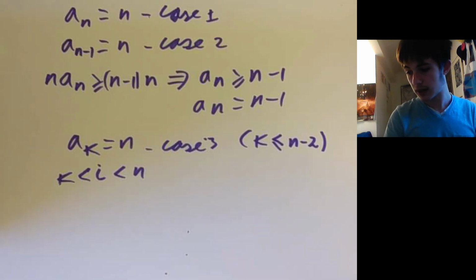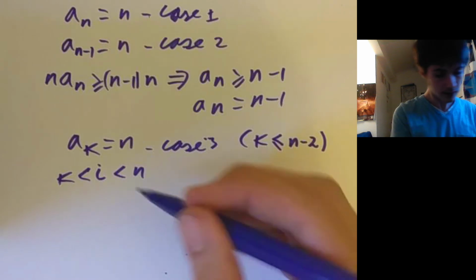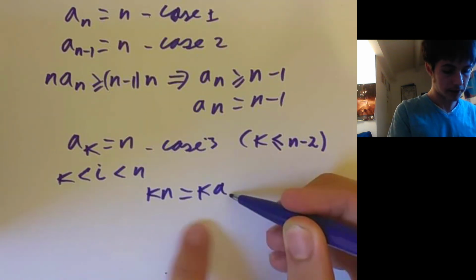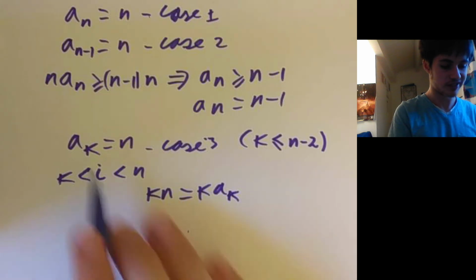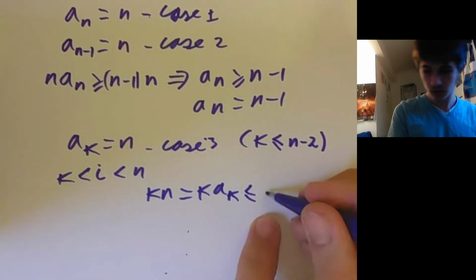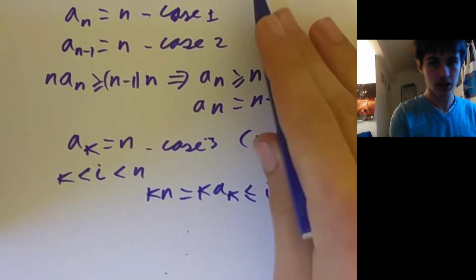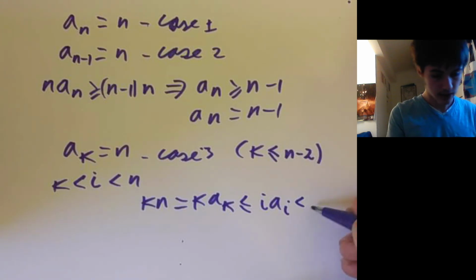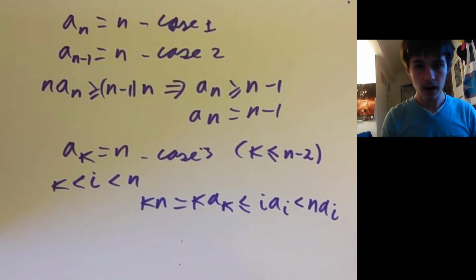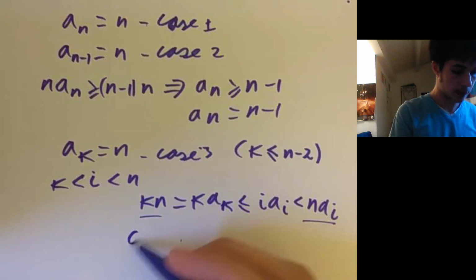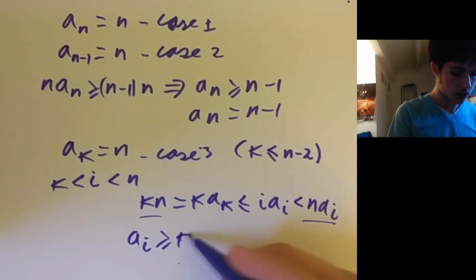And we know that k times n is equal to k times ak, because we know ak is n, that's what we supposed. And this is going to be less than or equal to i times ai, just by these relations that we were given in the beginning. And i is less than n, so this is going to be less than n times ai. And from this, when we divide by n, ai is going to be bigger than or equal to k plus 1.